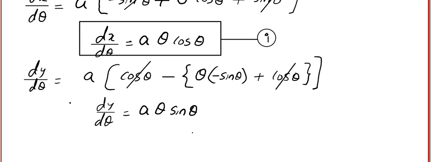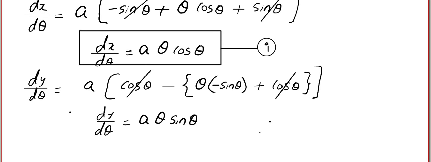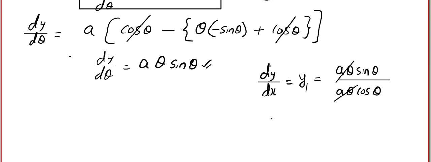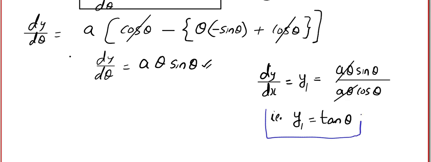Okay, now tell me please, what will be dy by dx? That is our y1. Dy by dx is dy by d theta by dx by d theta. So I'll write and calculate: a theta sin theta by a theta cos theta. That is, y1 is equal to tan theta. Let's put it in a box.